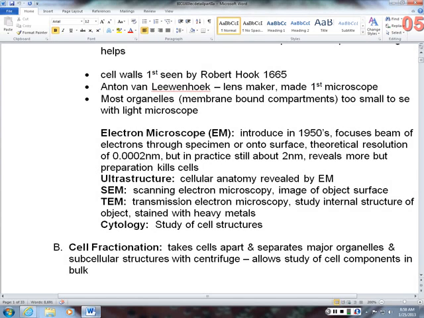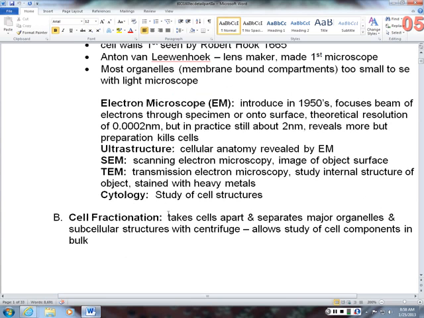The ultrastructure is going to be the cellular anatomy that's revealed by the electron microscope. There's two variations in there. You've got the scanning electron microscopes that are going to give the image of the object. So you've probably seen those where they look like little planets with these rough surfaces on there. And then you've got the transmission electron microscopy that's going to study the internal structures, and those have to be stained with the heavy metals as well. Most electron microscope images are going to be black and white, but they can be color enhanced with a computer in there.